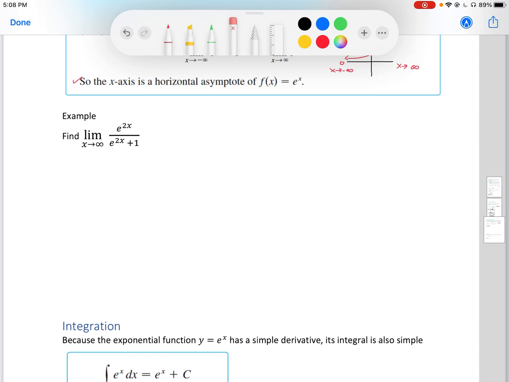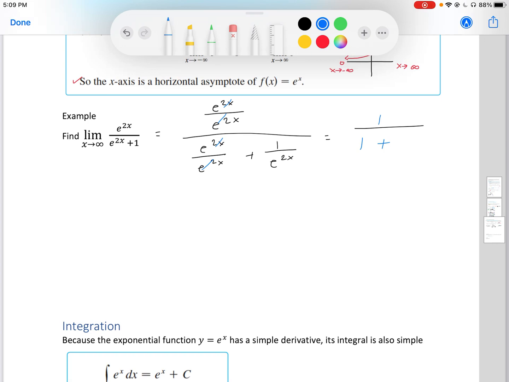So that we have e raised to the 2x divided by e raised to the 2x, and we're just doing that for each term. e raised to the 2x divided by e raised to the 2x plus 1 divided by e raised to the 2x. So we just get 1 divided by 1 plus, and because we have that 2x in the denominator, we can write it as a negative exponent. So e raised to the negative 2x.